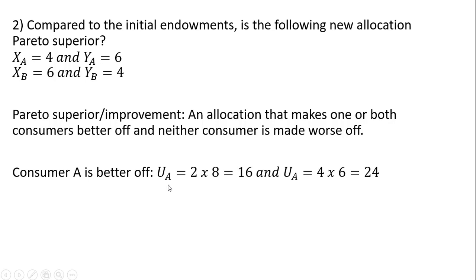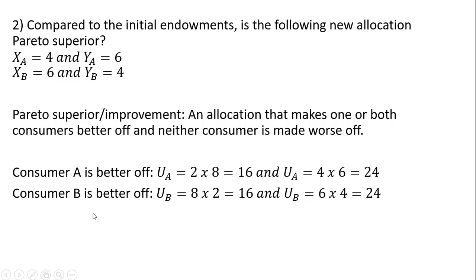So consumer A is better off. Consumer A's initial endowment gave the consumer 16 units of satisfaction. This new endowment gives the consumer 24 units. And likewise, consumer B is better off. Their utility increases with this new endowment compared to the initial endowment. So this is a Pareto Superior, this is a Pareto Improvement. Both consumers here are made better off and neither is made worse off.